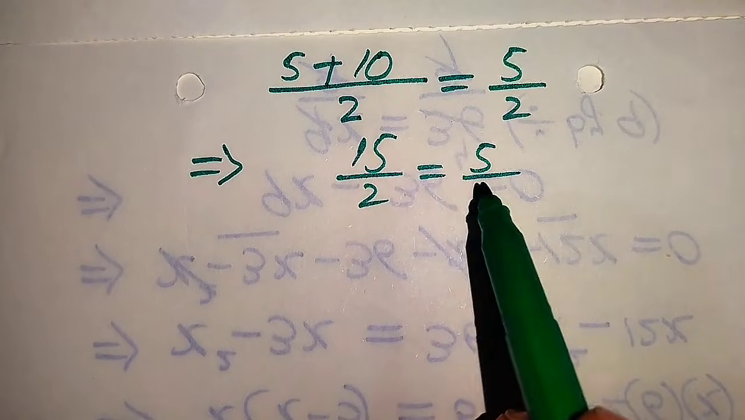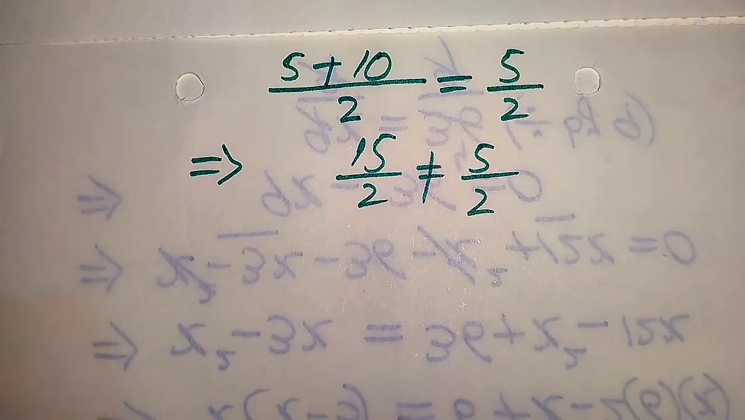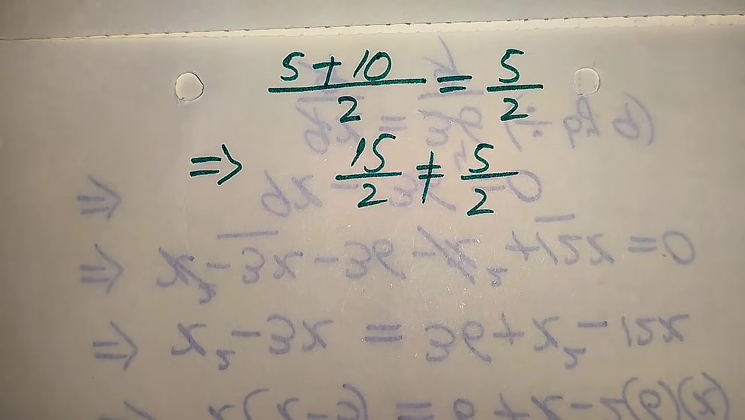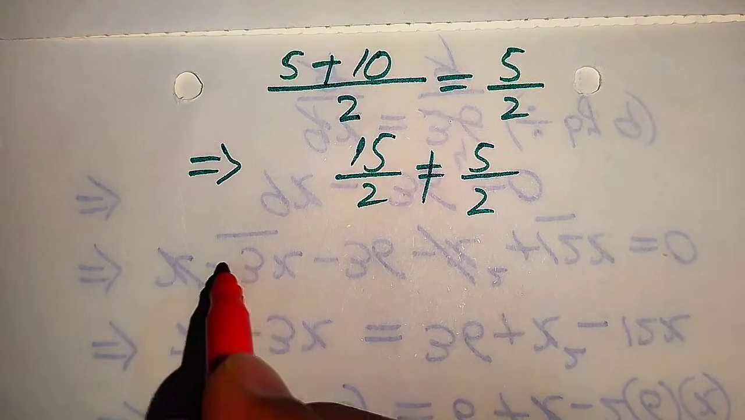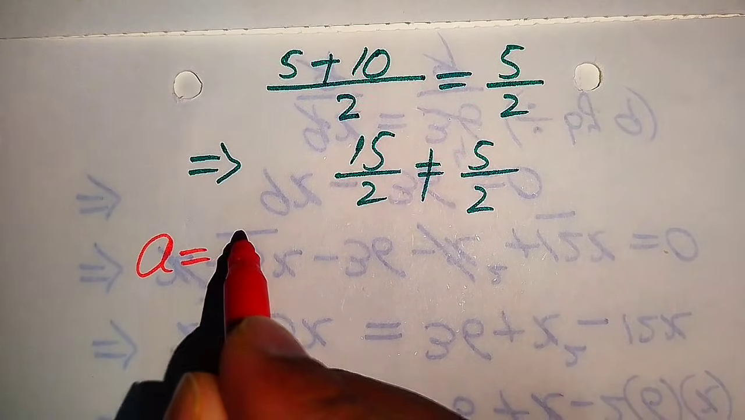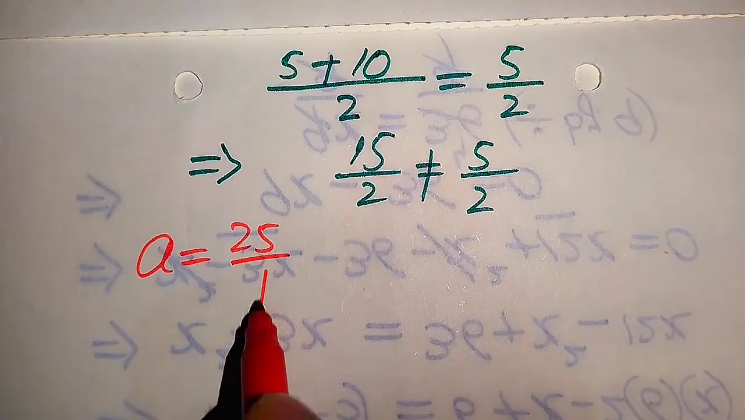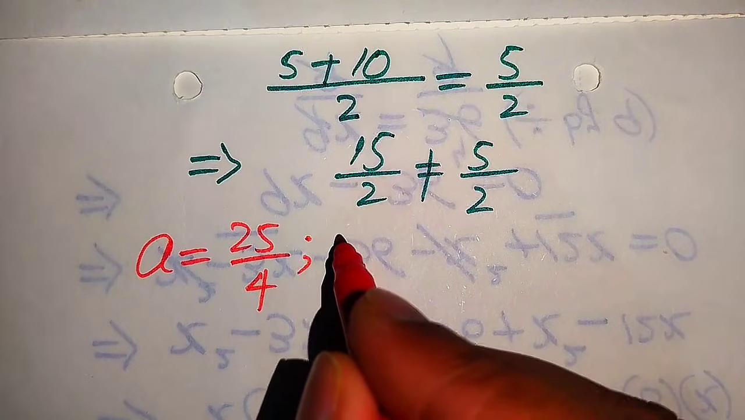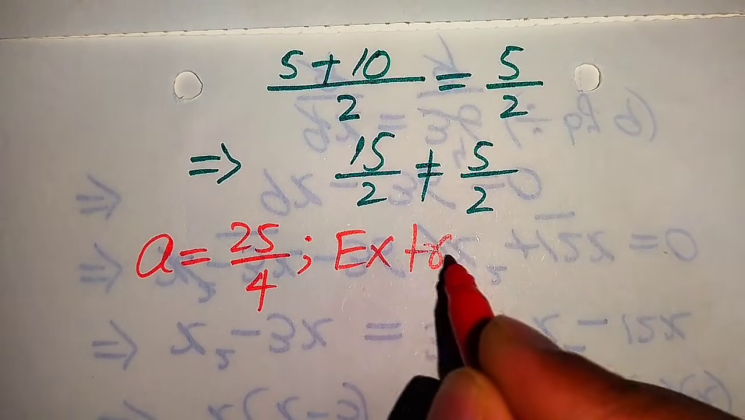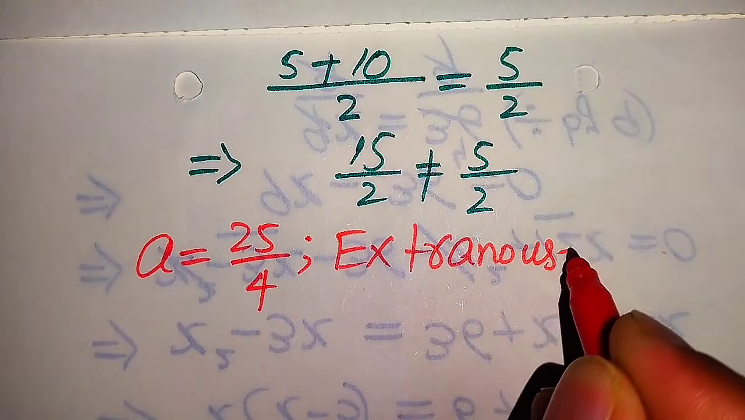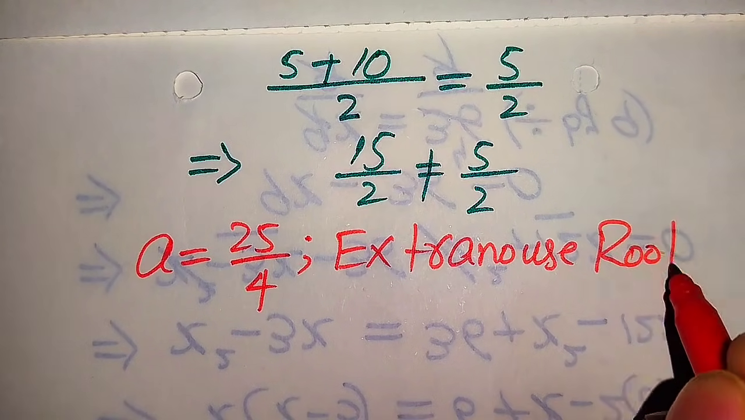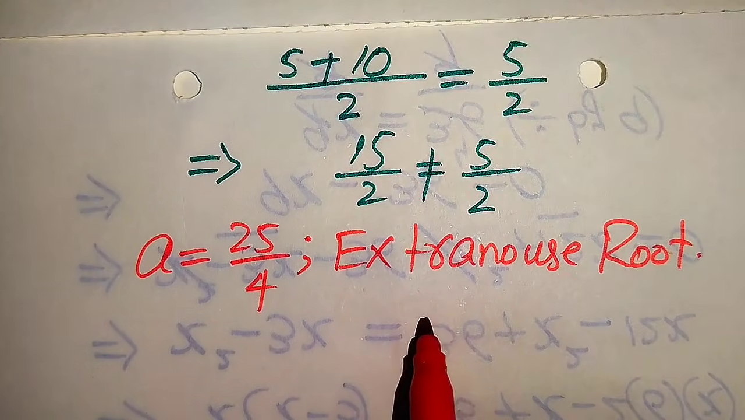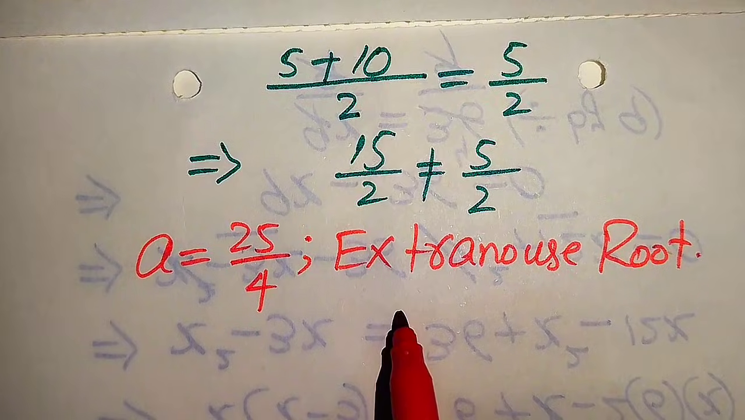And here you see that both sides are not equal. If both sides are not equal, this means that the value of a equal to 25 over 4 does not satisfy our given question statement. So we call a equal to 25 over 4 the extraneous root of the given equation. Okay, so this is the extraneous root because a does not satisfy our given question statement.